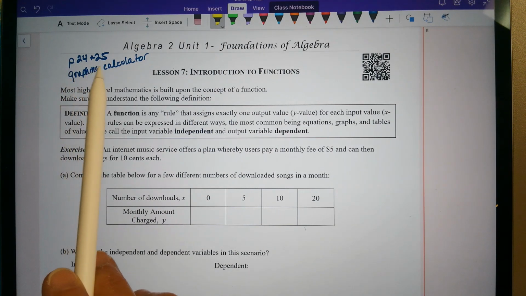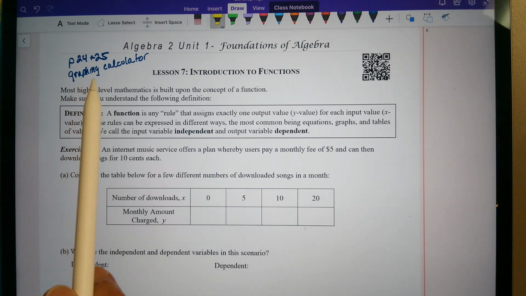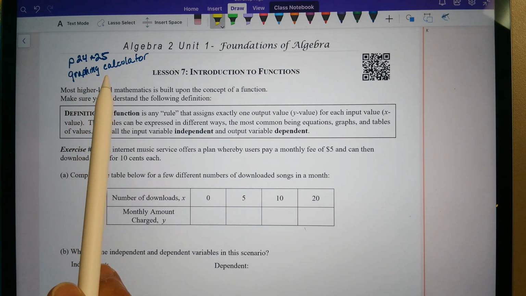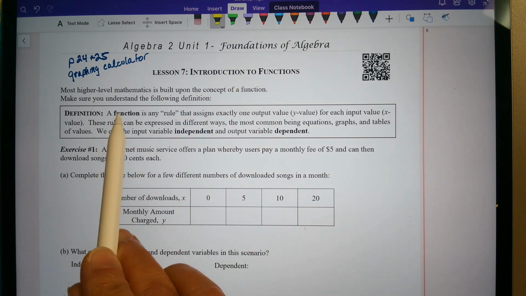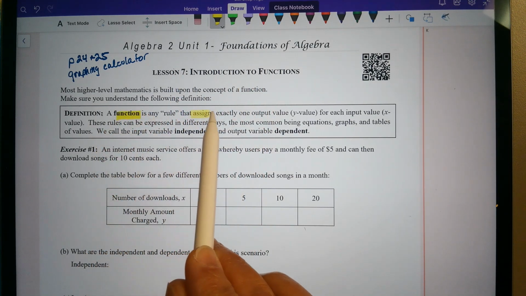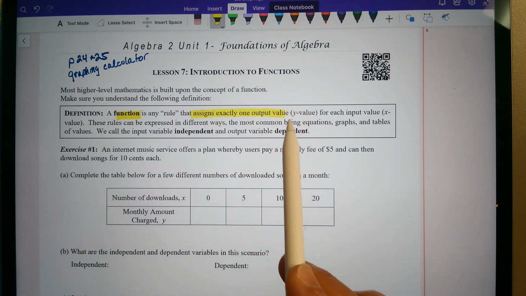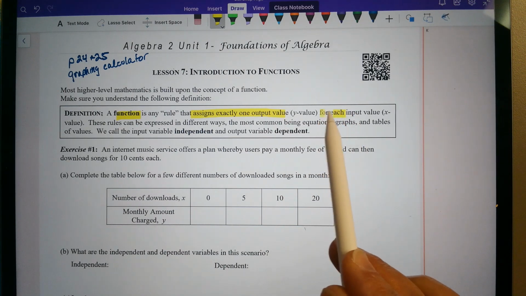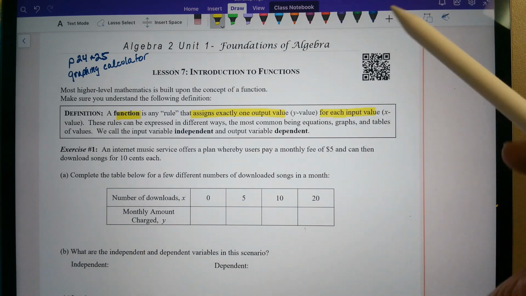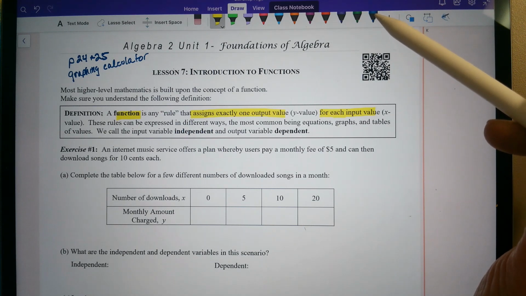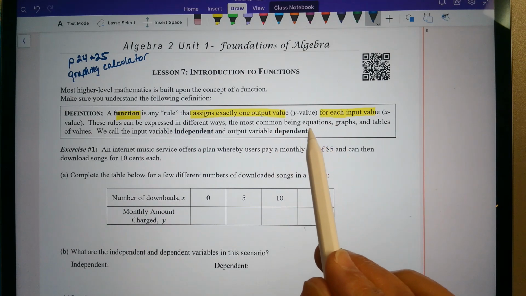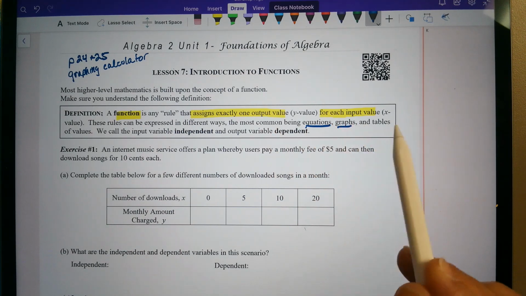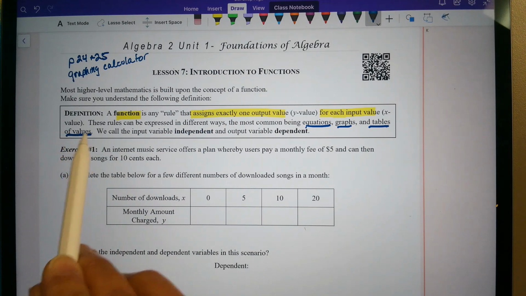Today we're on pages 24 and 25 of our textbook, and it'd be helpful if you had a graphing calculator. We're going to talk about functions today. A function is any rule that assigns exactly one output value, usually denoted by the variable y, for each input value, usually denoted by the variable x. These rules can be expressed in different ways, the most common being equations, graphs, and tables of values.